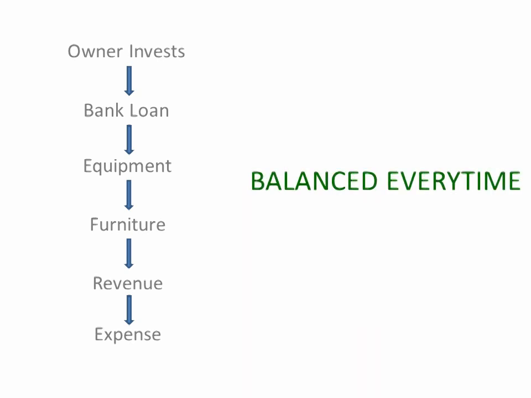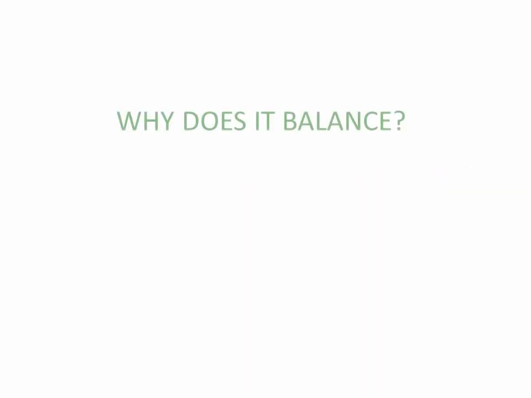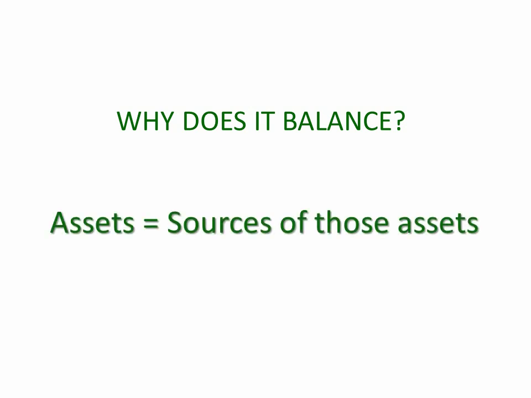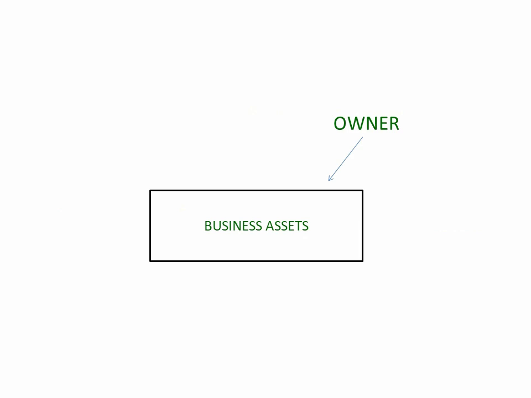And now we can answer our original question. Why does the accounting equation always balance? Because every transaction has an effect that keeps the relationship between the business assets and the sources of those assets in balance. The business resources are its assets, and those resources have been financed by either the owner or the outsiders. That's owner's equity and liabilities.